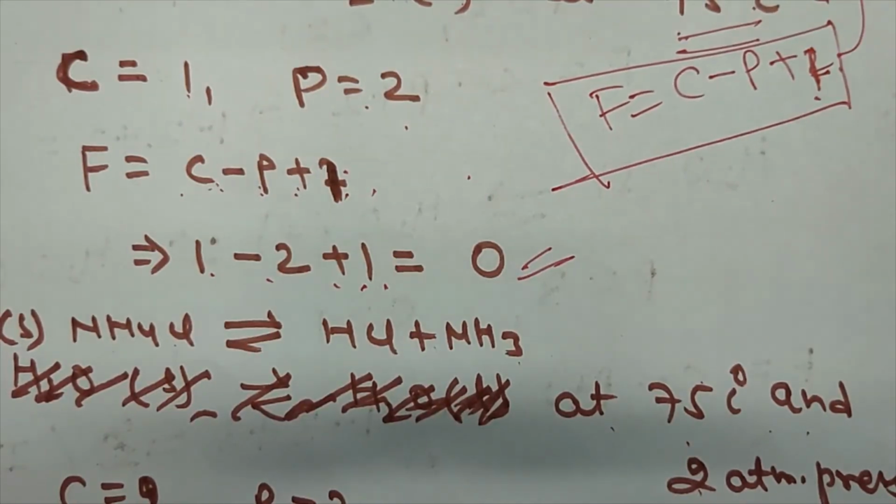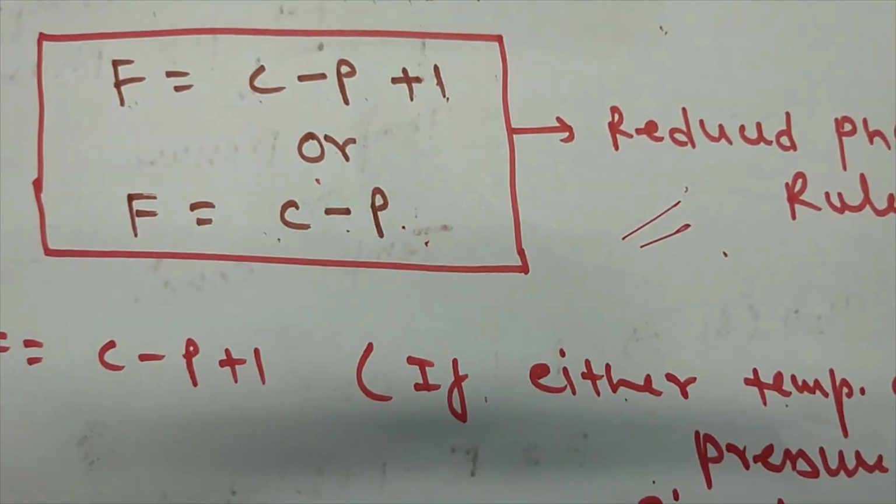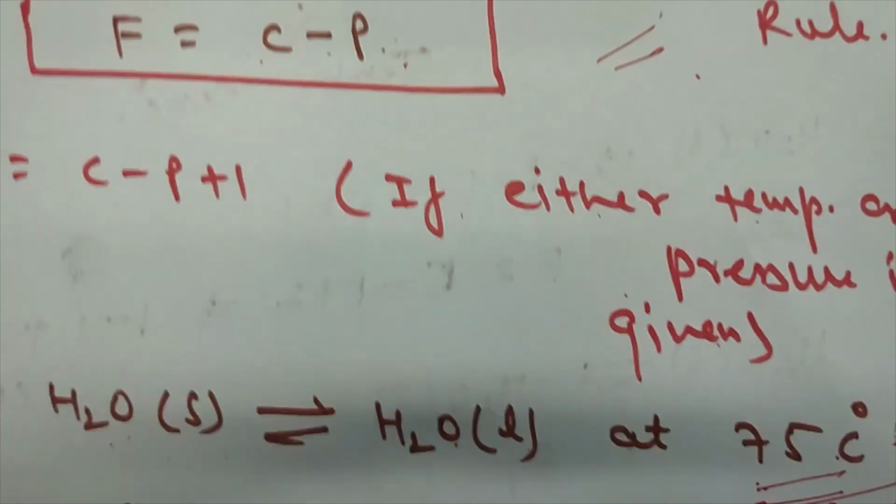This is all about component, phase and degree of freedom, guys, and how to calculate these things. I hope you will understand these things, and if you have any problem regarding the same, you may comment, you may ask me after that.